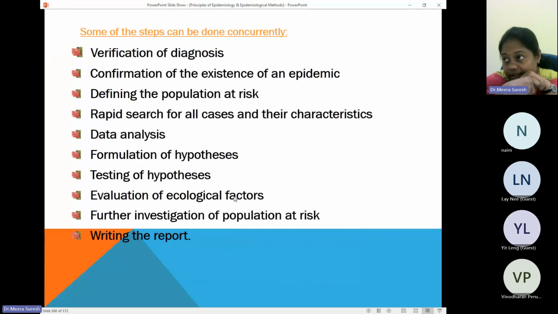So first we have to verify the diagnosis. We see some symptoms, though we are already told that syndromic surveillance is also a method. In syndromic surveillance, we are not verifying. We are just collecting the symptoms and then we are actively looking upon that. But before we do something, we have to verify the diagnosis, not just syndromes or the clinical symptoms.